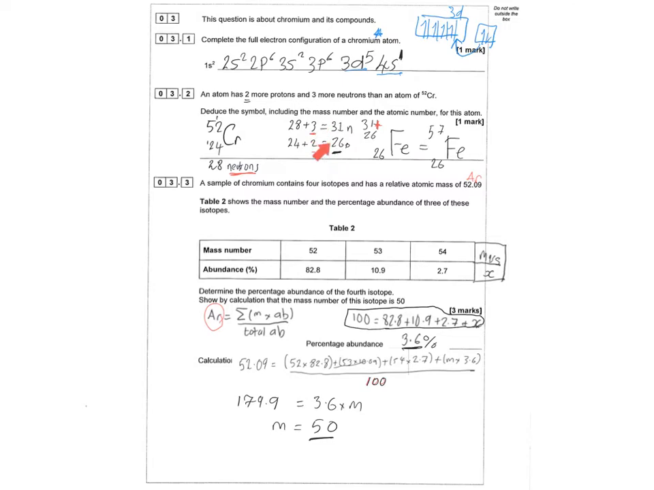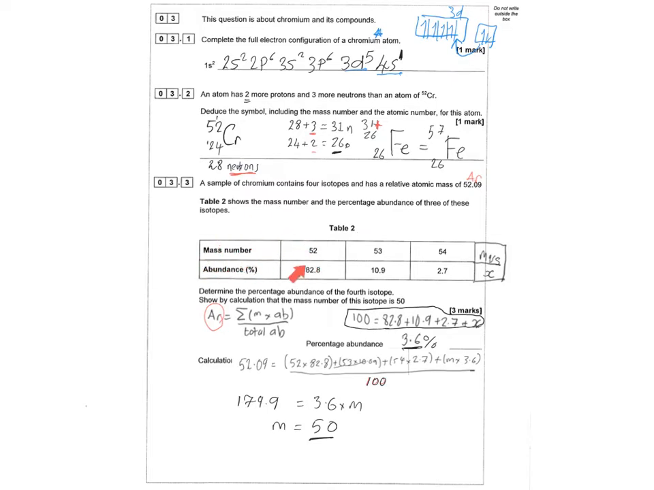If you add these two together, that now gives the new mass number of your isotope. And this is the proton number of your isotope. The only element it can be is iron. So it's 26, 57 iron. If we now go to the next question, this time it's on calculating.